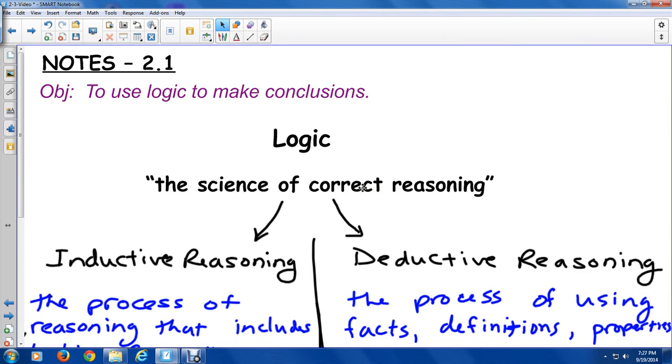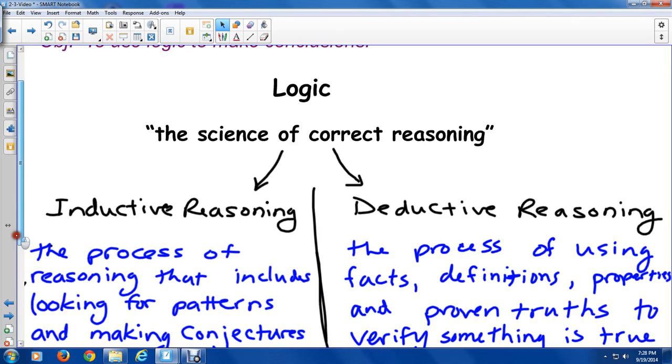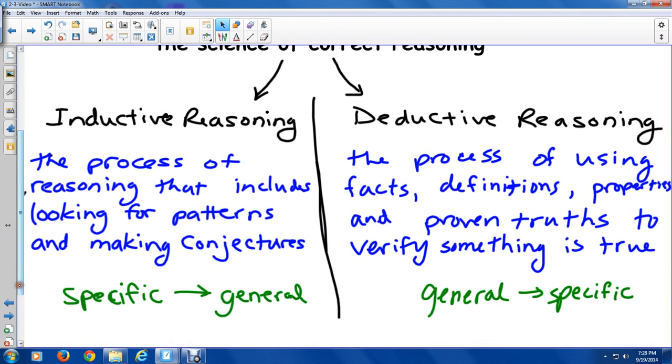Okay, in this video I'm going to show you how to use logic to make conclusions. We actually do that in two ways. We use both inductive reasoning and deductive reasoning, which are basically two different processes by which our brain functions. Inductive reasoning is a process of reasoning that includes looking for patterns and making conjectures. In general, when we're using inductive reasoning, we are working from specific examples to a general conclusion.